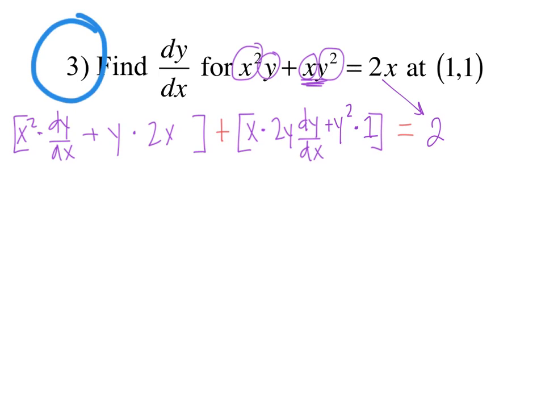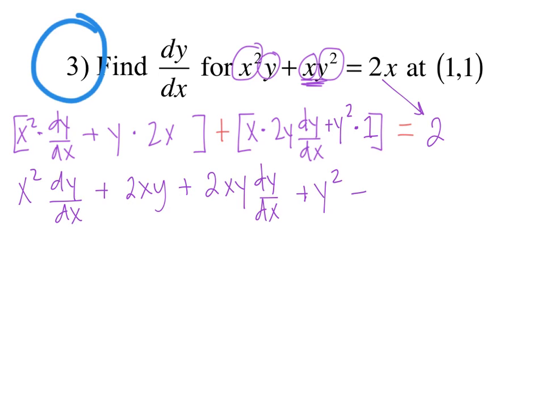Now that we've derived implicitly, let's clean this up and isolate dy dx. So plus 2xy plus 2xy dy dx plus y squared equals 2. We cannot combine these because they're not like terms. That has 2xy dy dx. So if our job is to isolate this guy, we've got to get rid of him and him. So let's subtract them over.